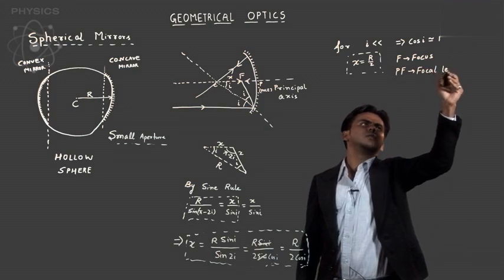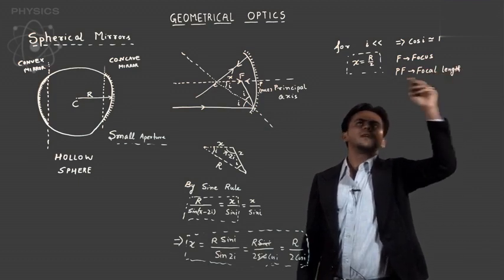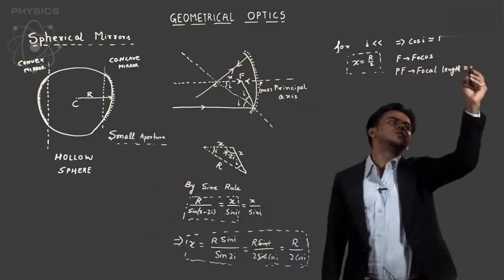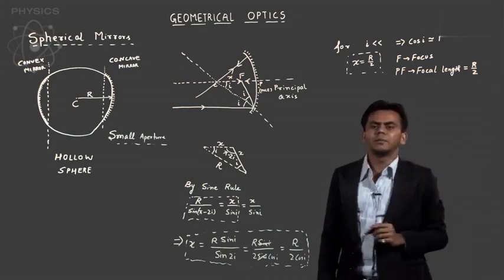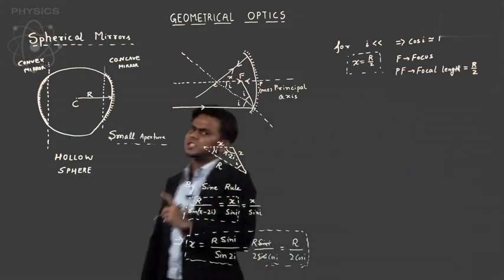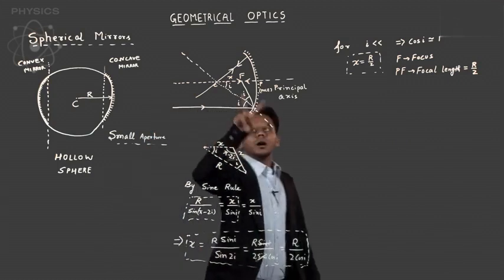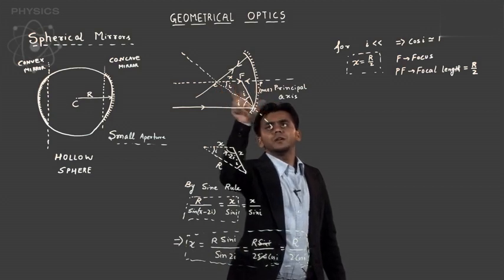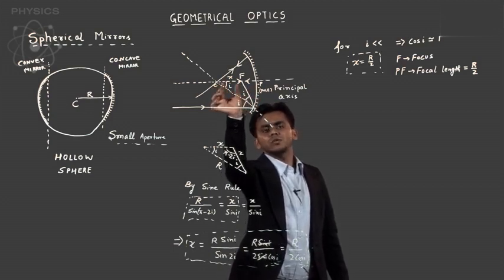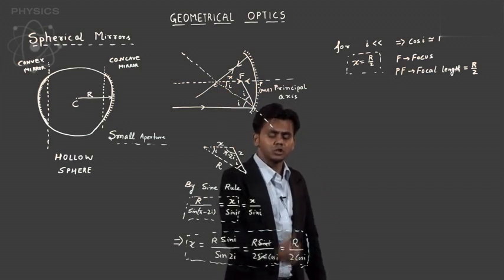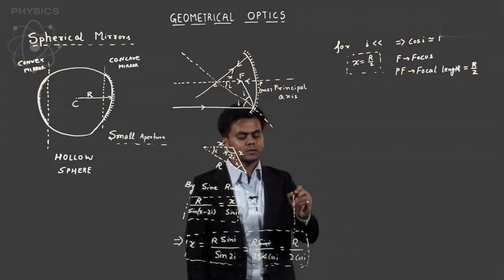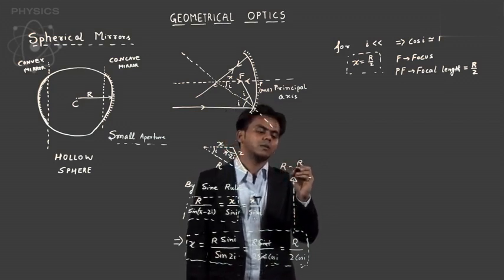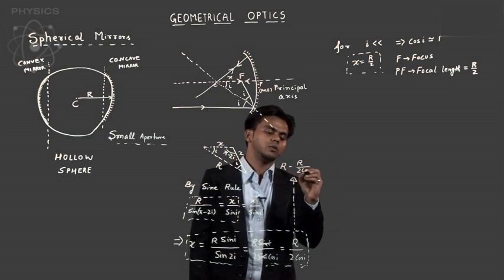And we have found out that the magnitude of focal length for a concave mirror of small aperture would be equal to r by 2. Now, if the aperture is not small, it would be this r minus x, because x is from the center of curvature. I need PF, so the total r minus x gives you the focal length. So if the aperture is not small, your focal length becomes r minus r by 2 cos I.